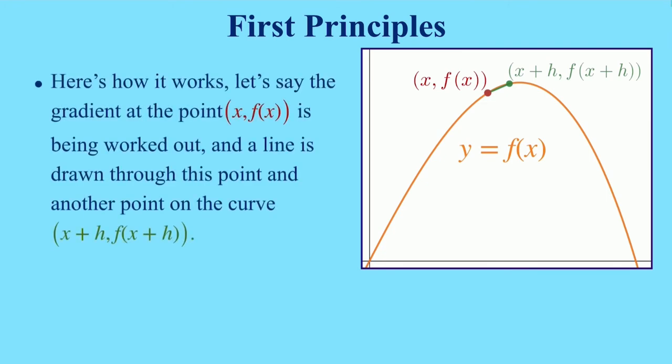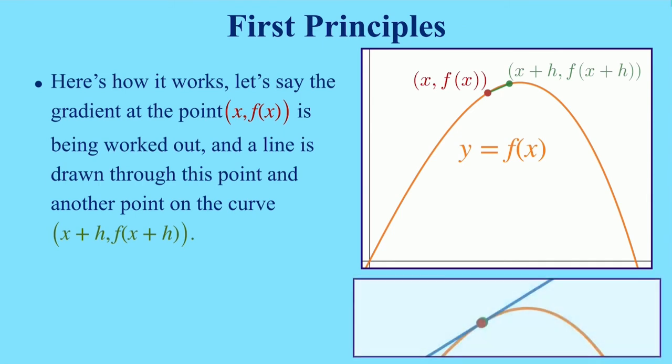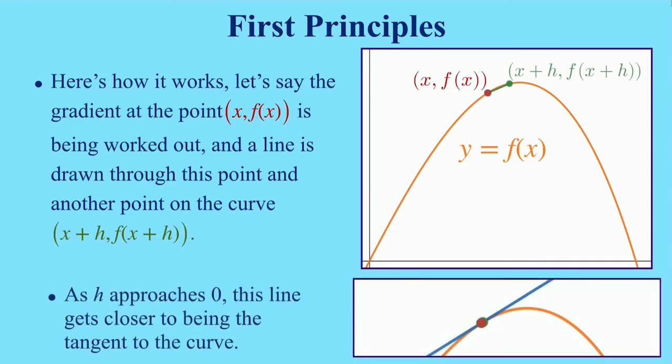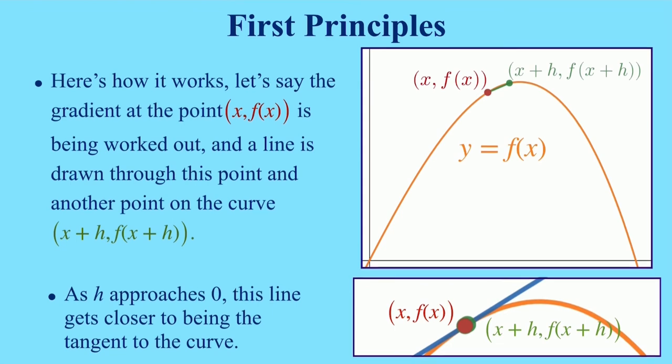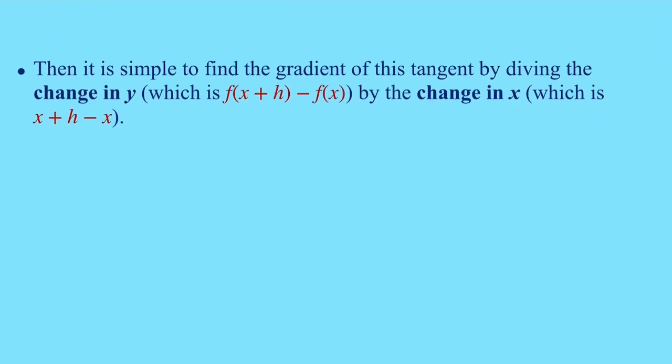And then we're going to draw a line through these 2 points, and what happens is, as we reduce the distance between the 2 points, as h approaches 0, this line is going to become closer to being the tangent to the curve. We can then think about working out the gradient of this tangent. And the gradient of a line, as you know, we can use right from the beginning of the video. It's based off the change in y divided by the change in x. So the change in y is going to be f of x plus h minus f of x, and the change in x will be x plus h minus x.